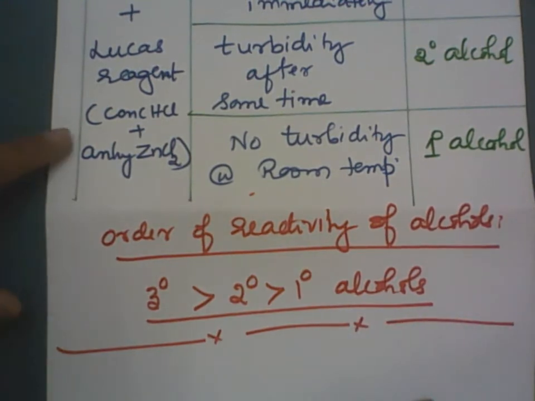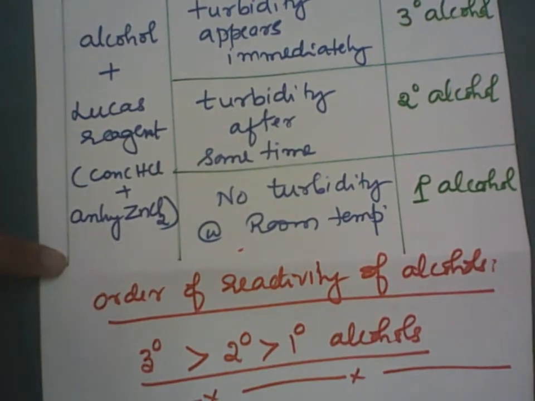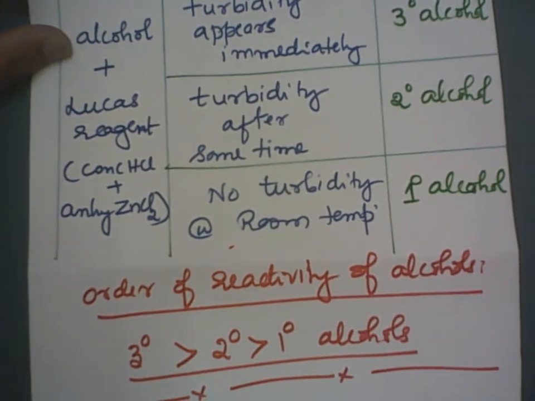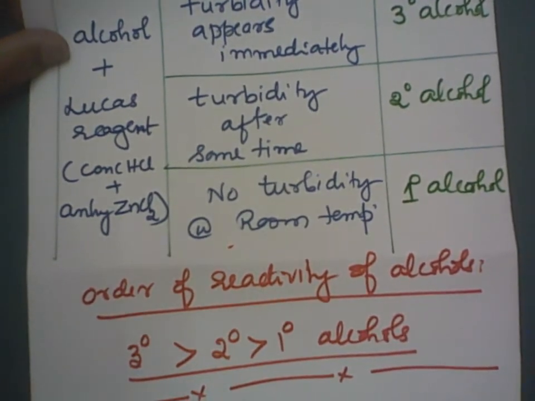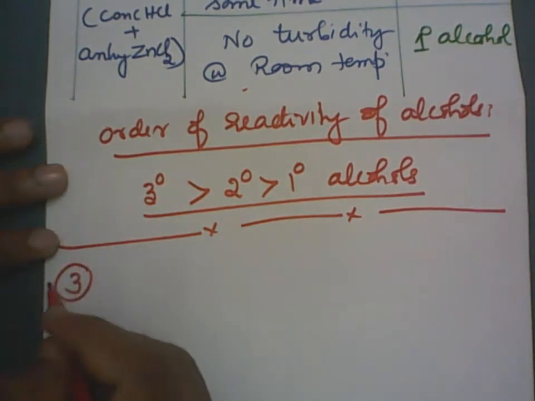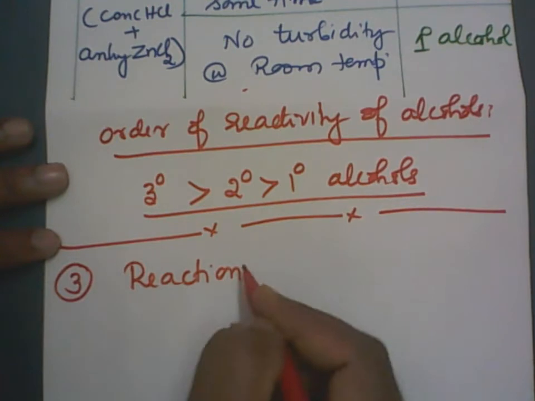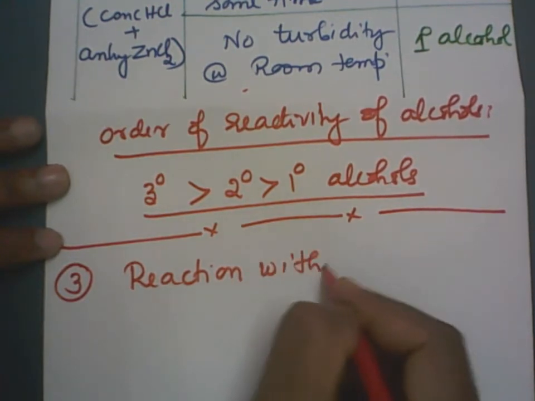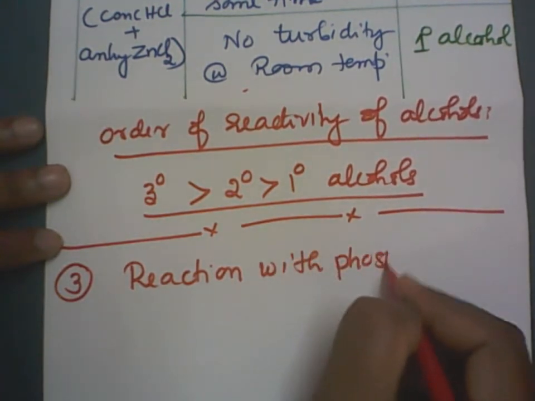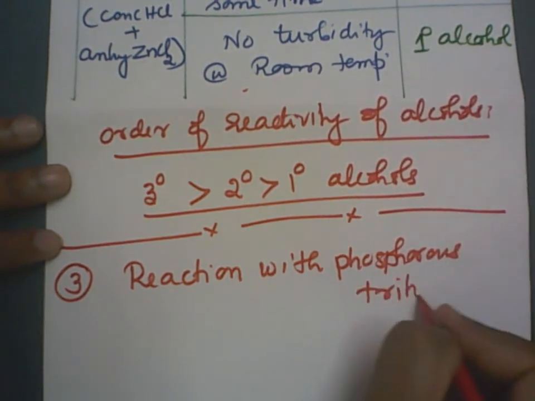So what is Lucas reagent? Lucas reagent is a mixture of concentrated hydrochloric acid and anhydrous zinc chloride. This is the second reaction, with the hydrogen halides. Clear? Now the third reaction is known as the reaction with the phosphorus trihalide.